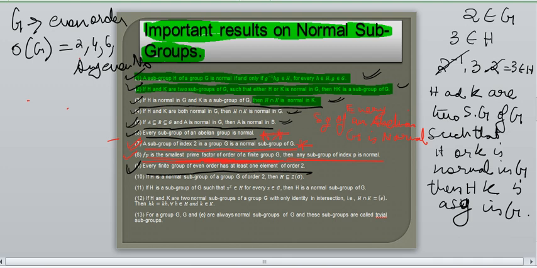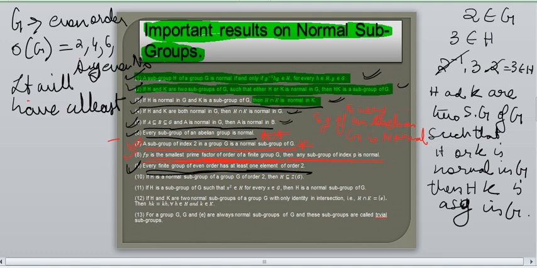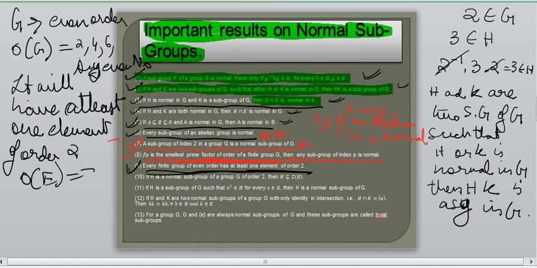So if you have any even number as the order of the group, every finite group of even order has at least one element of order 2. That means the order of the element will be 2. At least one, not only one. Emphasize the words at least. At least one will be of order 2.